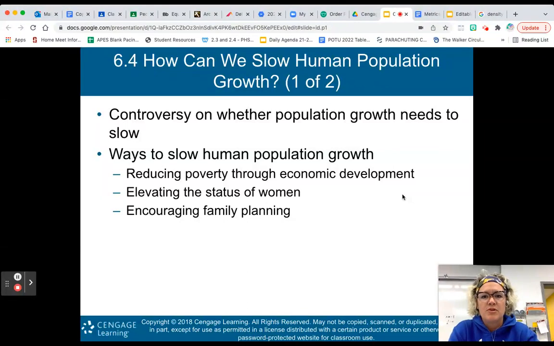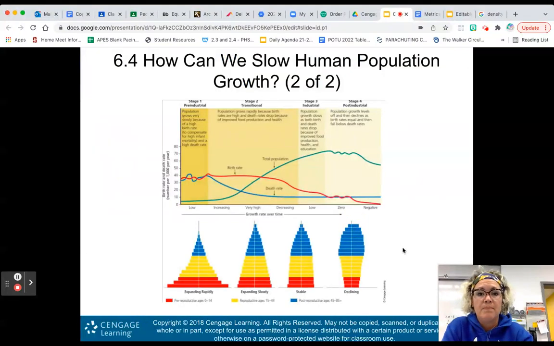How do we slow population growth? There's a controversy on whether population actually needs to slow because of that lack of workers. Ways to slow human population growth, though, if we need to or want to, are reducing poverty through economic development, which is the most positive approach, elevating the status of women, and encouraging family planning so that people can choose to have fewer children or to not have children at all.